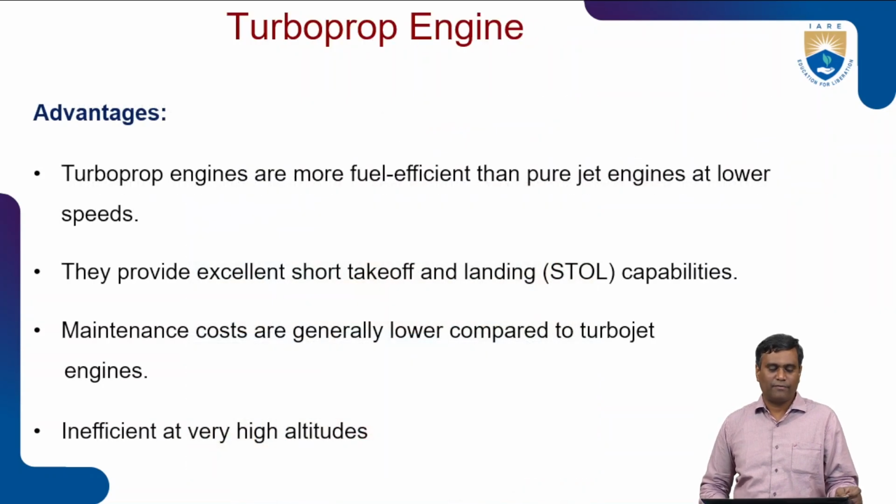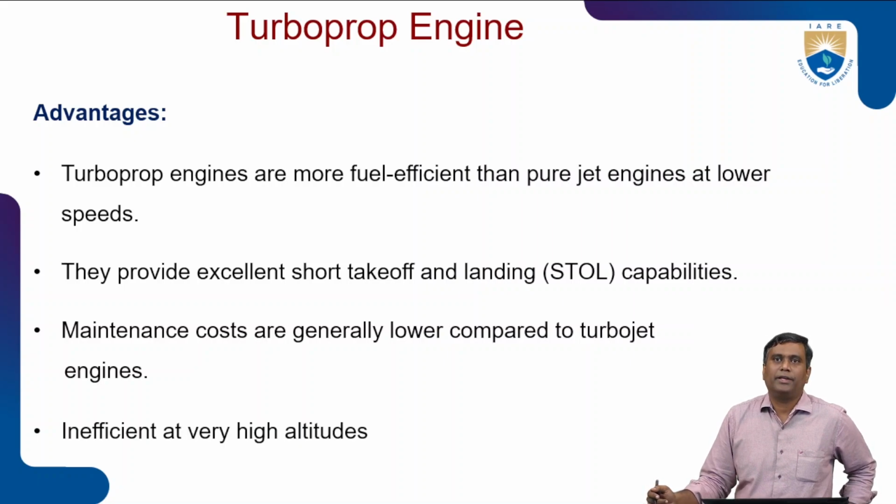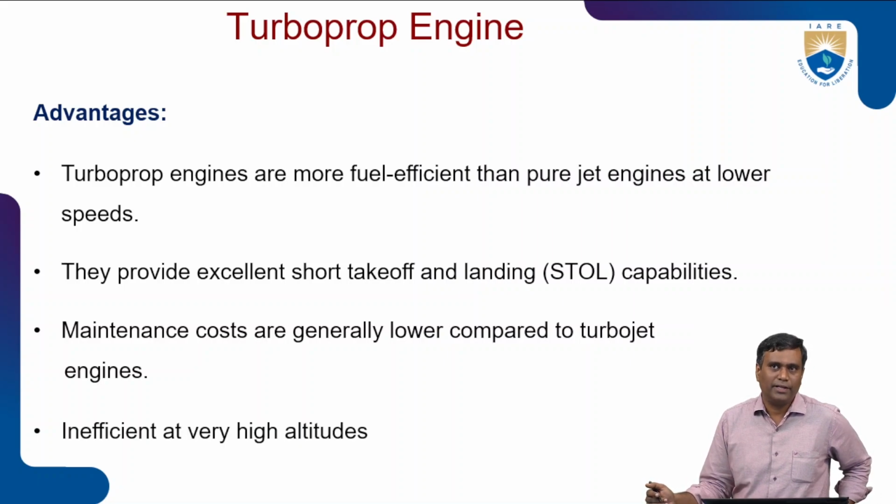Now we'll have a look at the advantages and limitations of turboprop engines. The turboprop engines are more fuel efficient than pure jet engines at lower speeds. Lower speeds in the sense that below where the turbofan comes in, around 0.85 Mach. But at somewhat lower speeds, turboprops are efficient when you compare them with jets. And they provide excellent short takeoff and landing. That's why we can use them even for military applications as well.